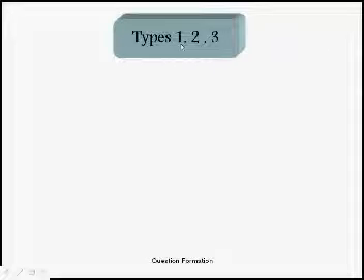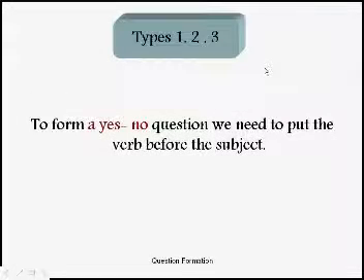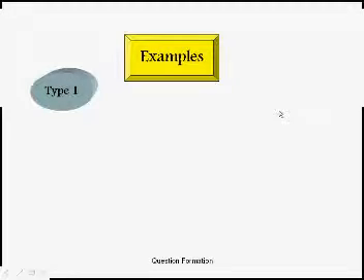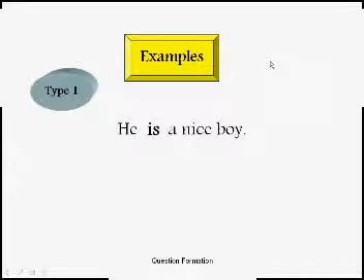You should bear in mind that for types 1, 2, and 3, if we have to form a yes-no question, we need only to put the verb before the subject. Okay, we'll start with examples. Let's look at type 1. Sentences with verb to be.